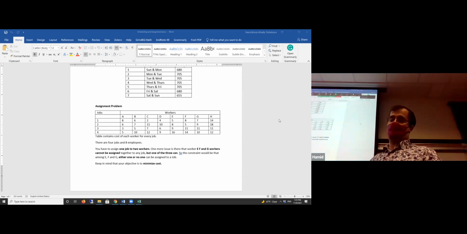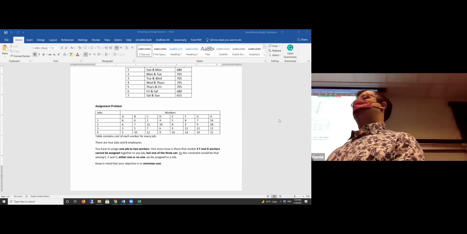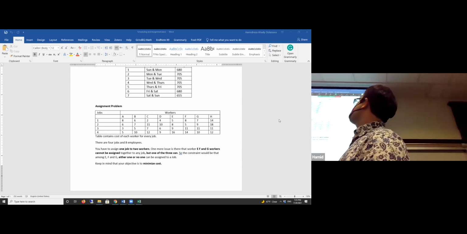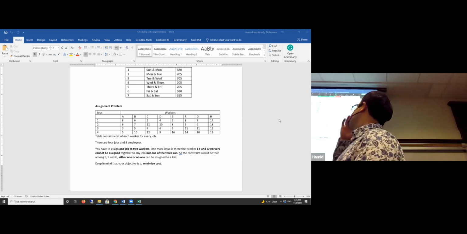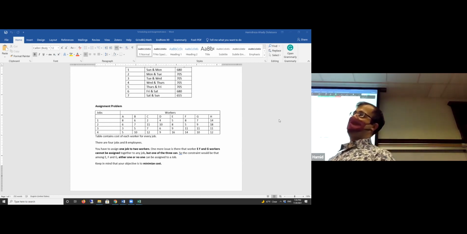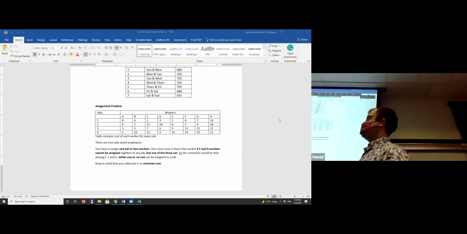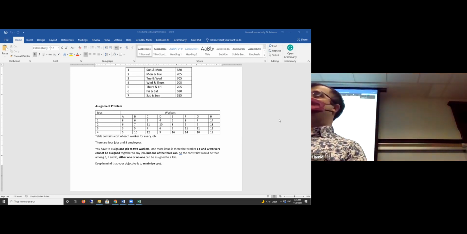Okay, so we have 4 jobs, 8 workers. Each job should be done by 2 workers. These are the associated costs. For example, if you assign worker A to job number 2, you pay $6. For E, if you assign to job 4, you pay $16. Also, one worker cannot be assigned to 2 jobs. Each job must have 2 workers, and the last constraint is that E, F, and G cannot work together, but you can assign one of them.